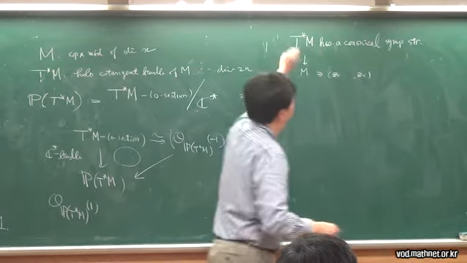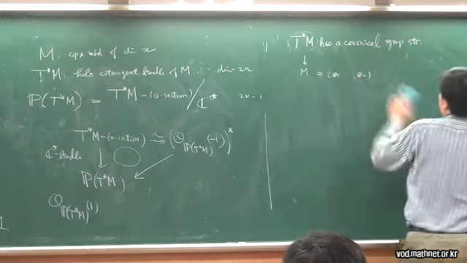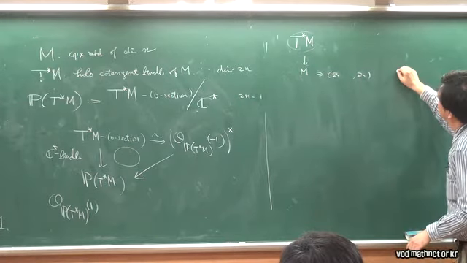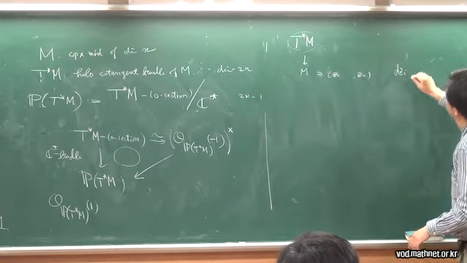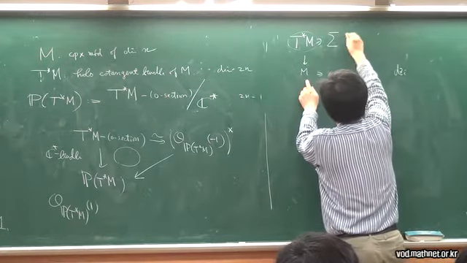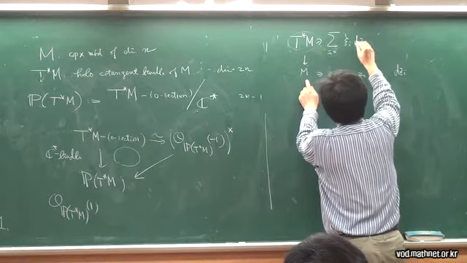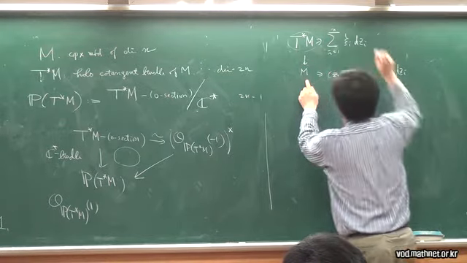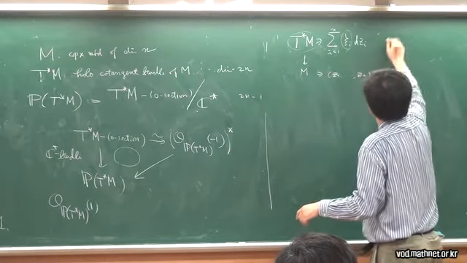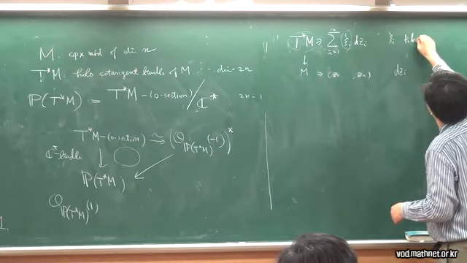And it has fiber coordinates. And so dzi, the point here is something like this, dzi like this, and xi i is a fiber coordinate.